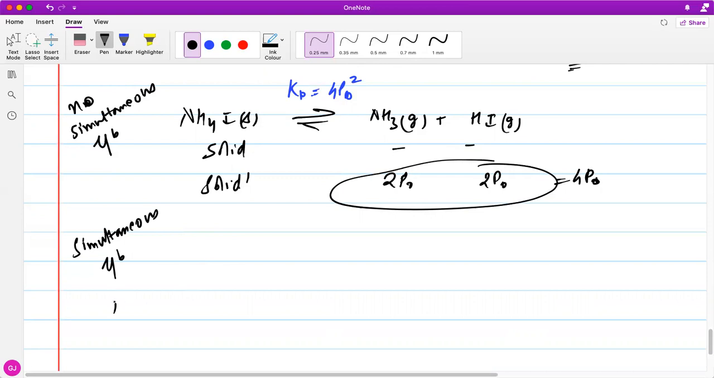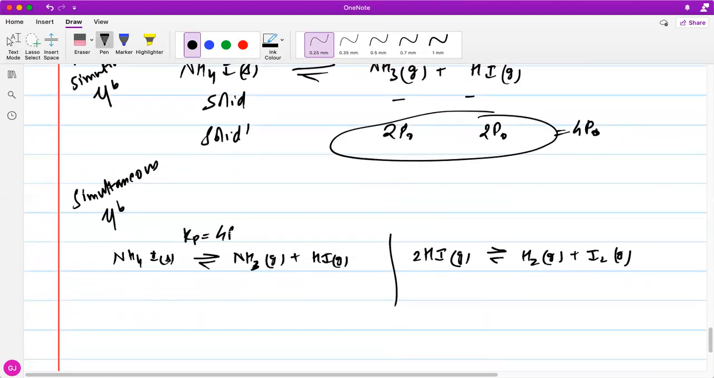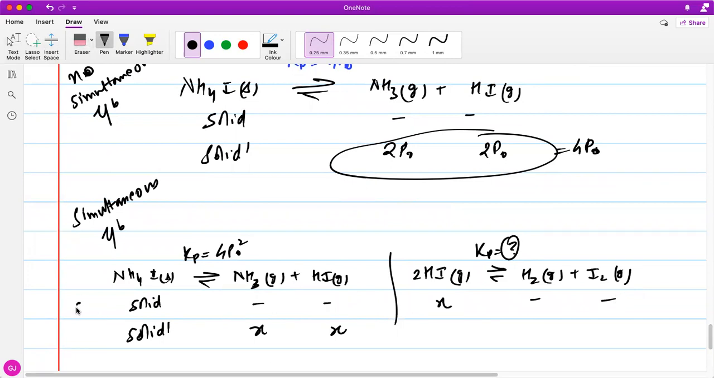What is that approach? You write the reactions, right? So first we'll write the reactions. NH4I solid is giving NH3 gas plus HI gas, right? And then you also write the second reaction, that 2HI gas is giving H2 gas plus I2 gas, right? Iska Kp is, we have something solved for already, 4P naught square, and iska Kp is what is being asked. Now solid, okay, we start to analyze these reactions one after the other. So solid dash, right? Say X and X. Now for this X, right, we say X nothing, right? This is our start and this is our equilibrium. And X minus 2Y, Y and Y.